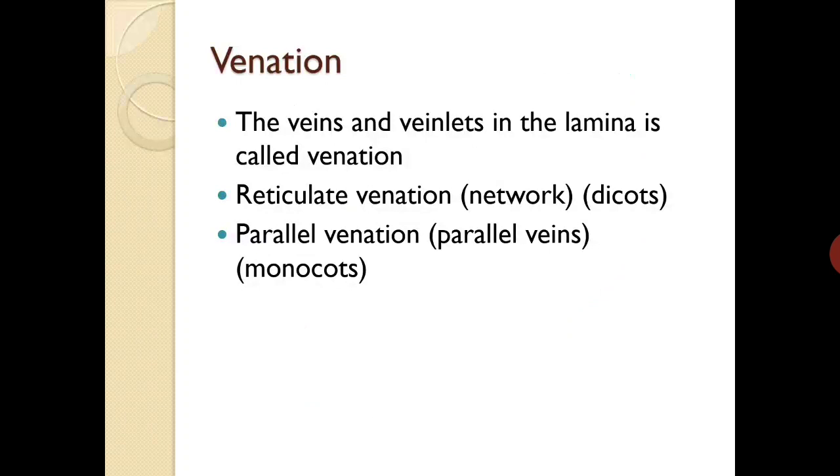If a network of the veins is found over here, it is known as the reticulate venation. Two types of venation are there. In the dicot plant, you can find a net-like structure known as the reticulate venation. The nets are crossed with each other. But sometimes the venations are parallel. There is no cutting, no touching of any of the veins with each other. It is known as the parallel venation. It is found in the monocot plant.